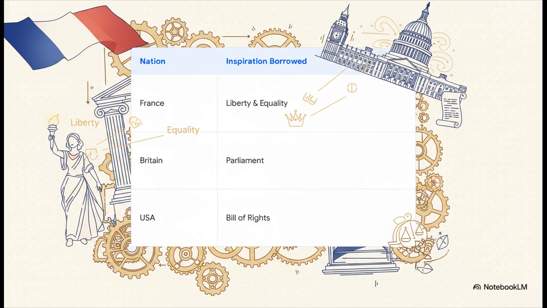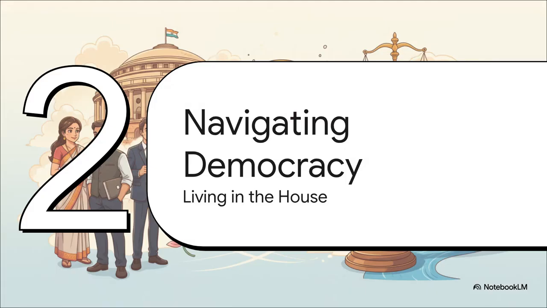They grabbed the ideals of liberty, equality, and fraternity from France. They borrowed the parliamentary democracy model straight from Britain, and they looked over to the USA for inspiration on fundamental rights. But they didn't just copy and paste. They carefully adapted all these global inspirations to perfectly fit the unique Indian context. So, how does this actually play out in everyday life?